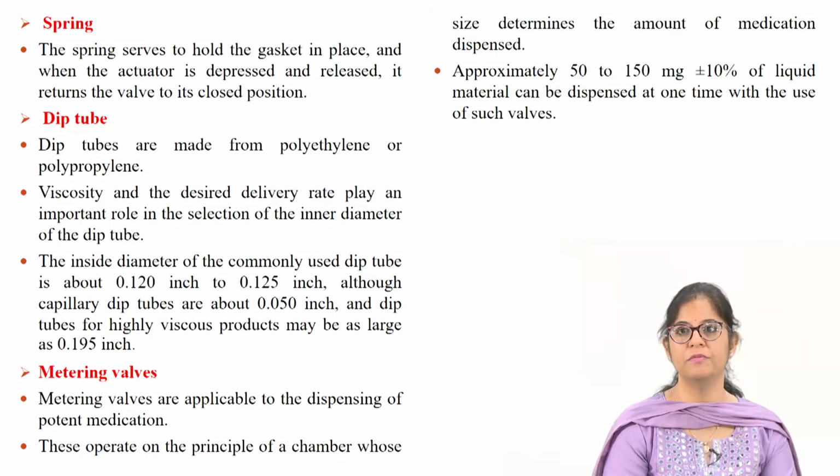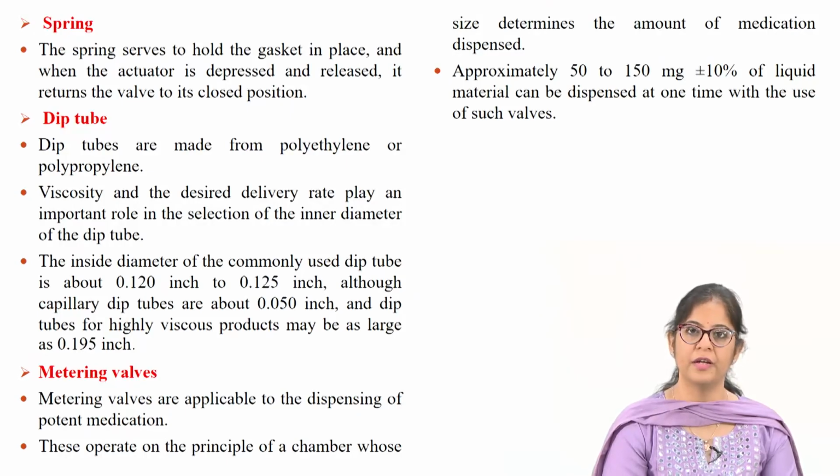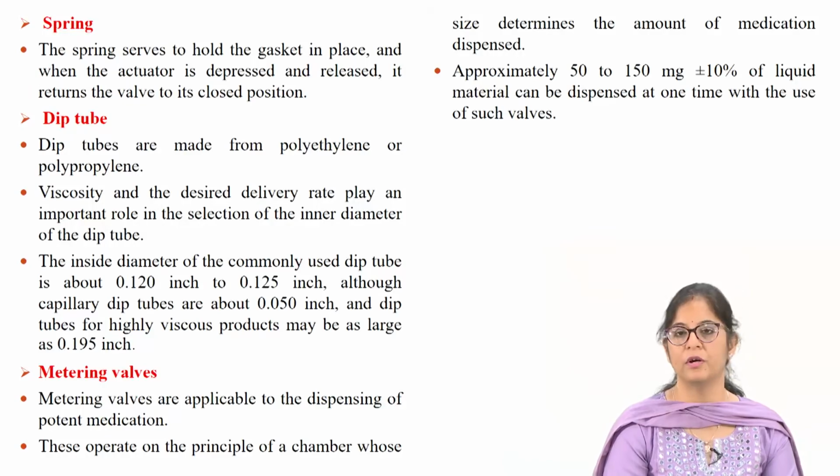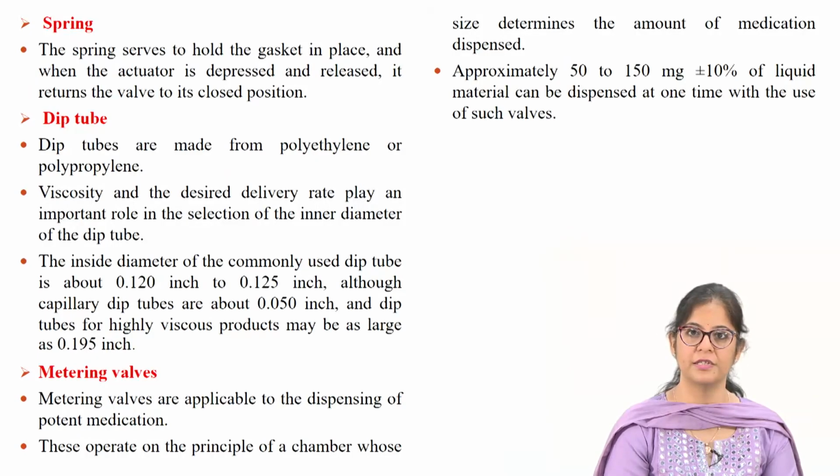A dip tube made up of polypropylene is used. The viscosity and desired delivery rate play an important role in the selection of the inner diameter of the dip tube. The inside diameter of the commonly used dip tube is about 0.12 inch to 0.125 inches, although capillary dip tubes of about 0.05 inches and tubes for highly viscous products may also be used.